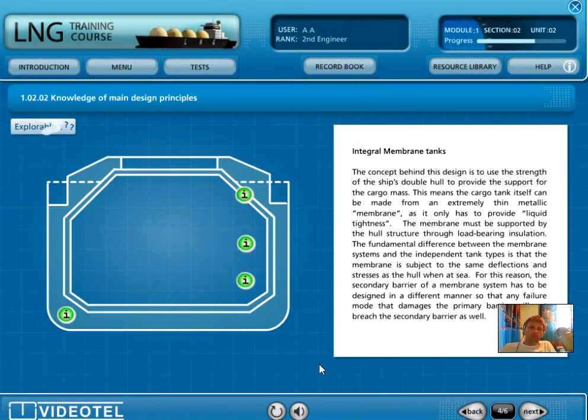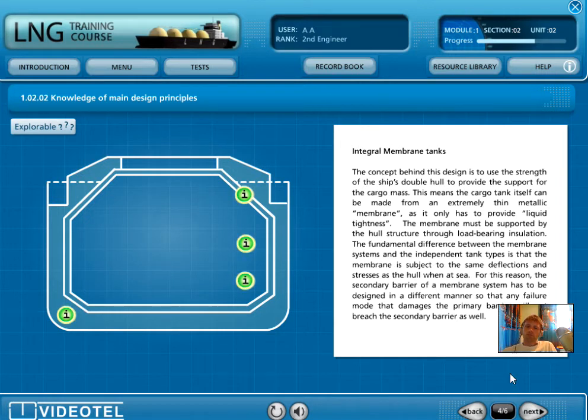Integral membrane tanks. The concept behind this design is to use the strength of the ship's double hull to provide the support for the cargo mass. This means the cargo tank itself can be made from an extremely thin metallic membrane, as it only has to provide liquid tightness. The membrane must be supported by the hull structure through load-bearing insulation.